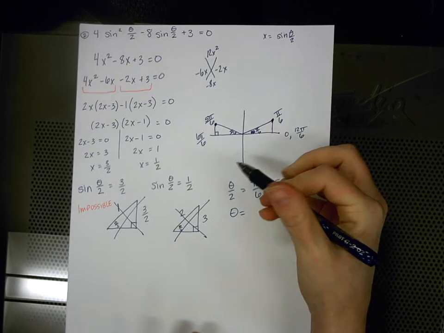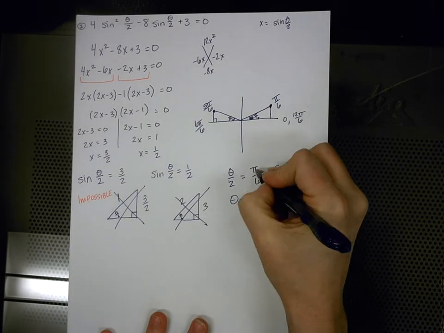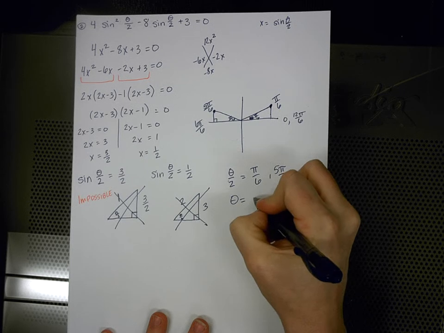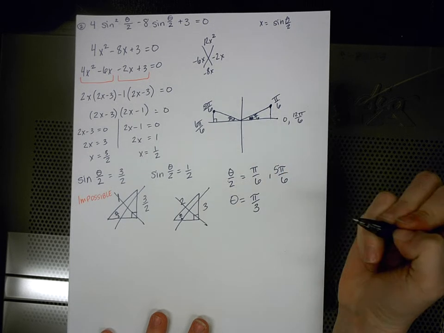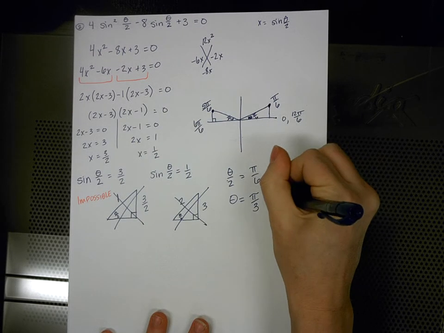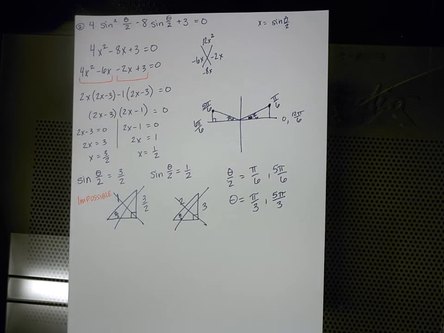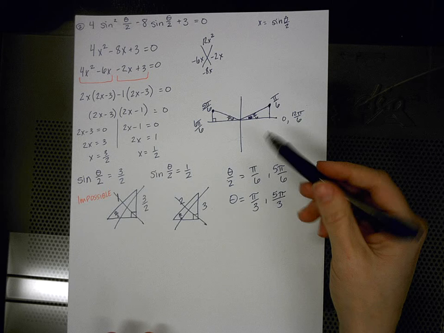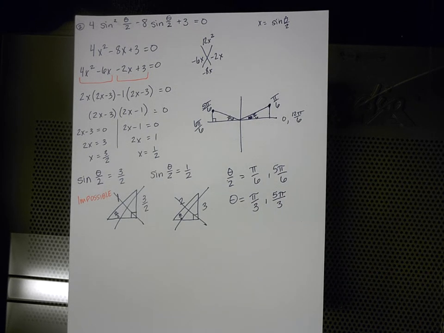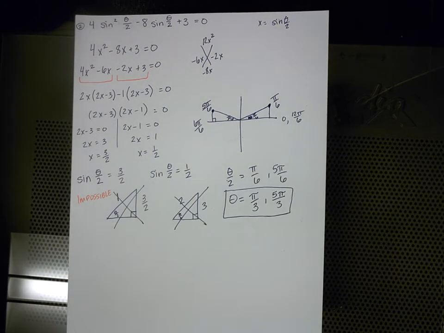What are we going to do to solve for theta? You should have said multiply both sides by 2. So if I multiply this by 2, I get 2 pi over 6, which reduces to pi over 3. If I multiply this one by 2, I get 10 pi over 6, which reduces to 5 pi over 3. In other words, you can divide a 6 out of each of those denominators. So those are our only two solutions for theta that are between 0 and 2 pi.